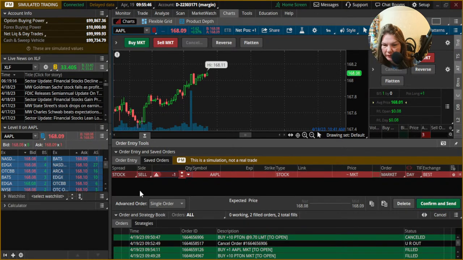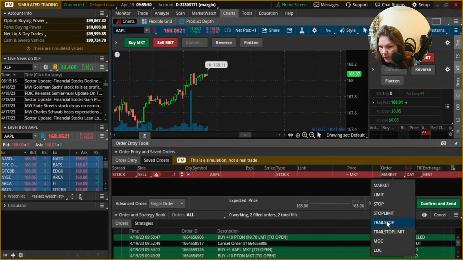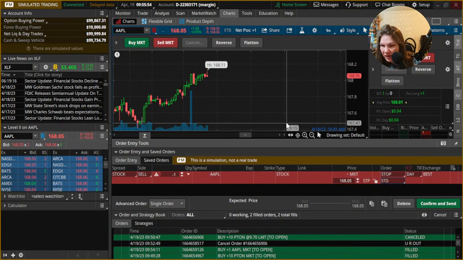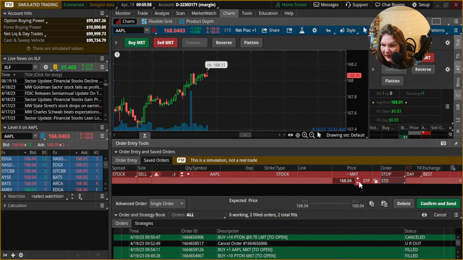You want to make sure you're getting it right when you sell our Apple stock. We haven't tried to stop yet. We paid $168.01. Well, we're going to say, not necessarily, if it goes down to $167, then we'll sell it.